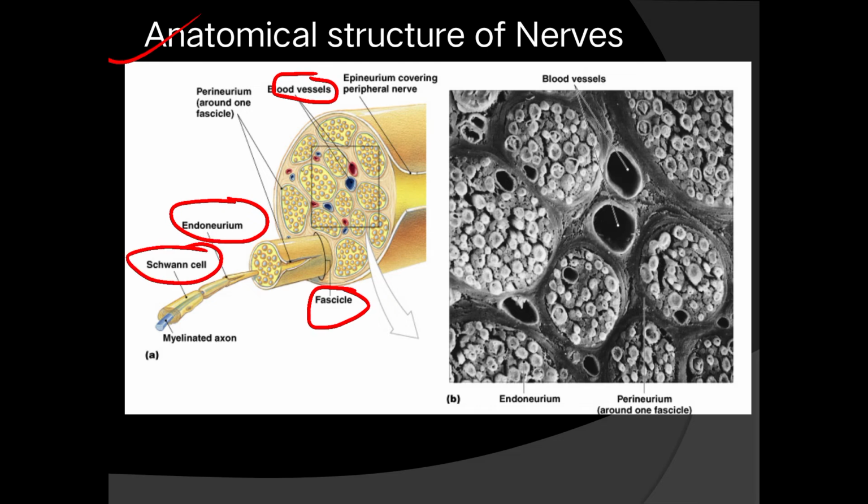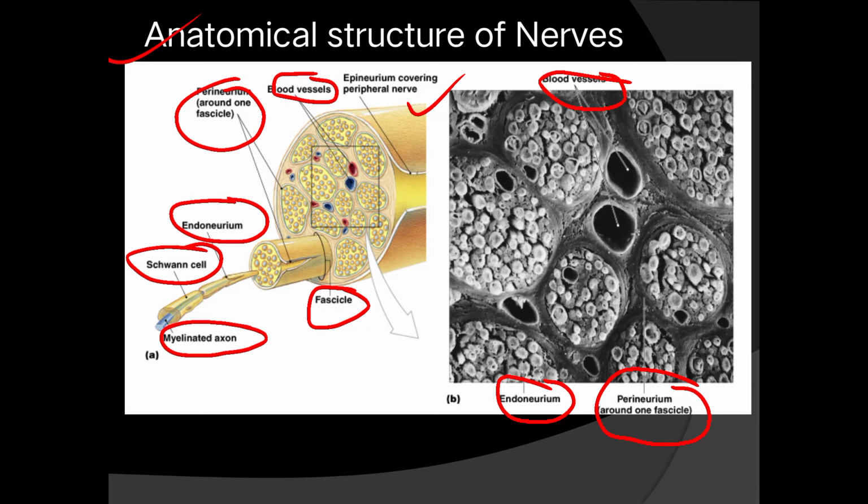This is the Schwann cell of the myelinated axons. This is the perineurium around one fascicle. Then, like this, we have seen in the muscular tissue. Similarly, here also, the endoneurium is the covering of the fiber, that is nerve fiber. Then perineurium around the fascicle, and then we can see all over the covering is called epineurium. That is the outermost covering. Similarly, in between them, we can see the blood vessels also.